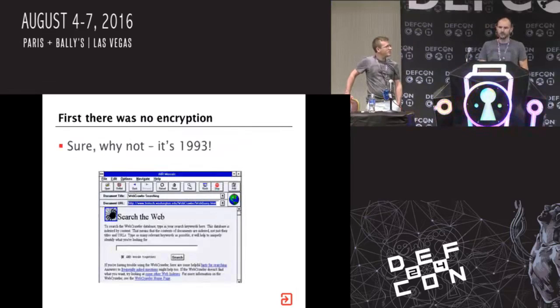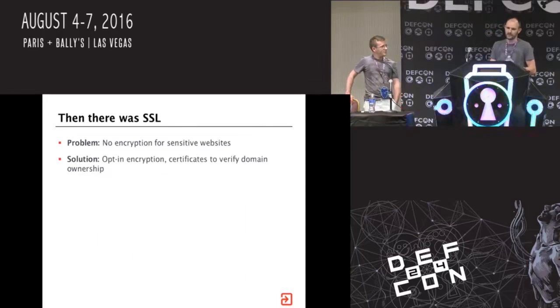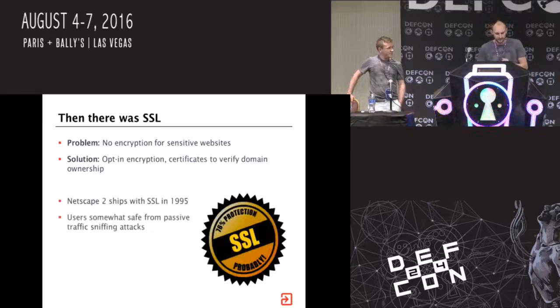So back in the day, 1993. No encryption, right? We're on a Mosaic browser, browsing away. Everyone can see everything that's going on. And then somebody thought, well, what if I want to do something sensitive over this? So we added opt-in encryption. We're talking SSL here. Netscape 2 shipped with SSL in 1995. So again, a good 20 years ago.